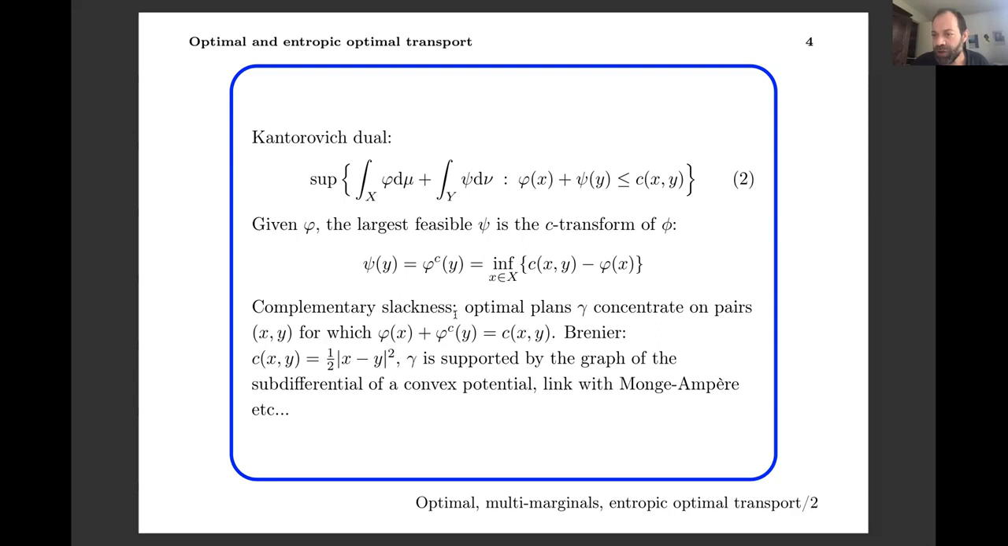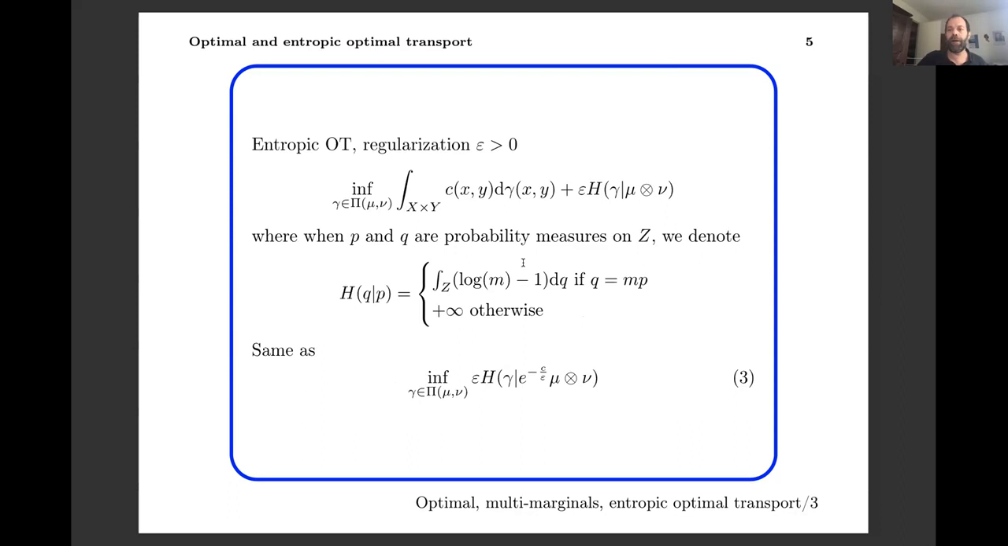Now comes entropic regularization. You can view it as a trick or as an approximation, but it's in fact more involved than this. You add a strictly convex term with a small epsilon in front of it, which is just the relative entropy of gamma with respect to a reference measure, which I will take to be the product of the marginals. You can, of course, absorb the transport cost, the integral of c d gamma, into the relative entropy. This entropic regularization is the same as minimizing the relative entropy of gamma with respect to the measure which has density e to the minus c over epsilon, mu tensor nu, among transport plans between mu and nu. Here Pi of mu and nu is the set of transport plans between mu and nu.